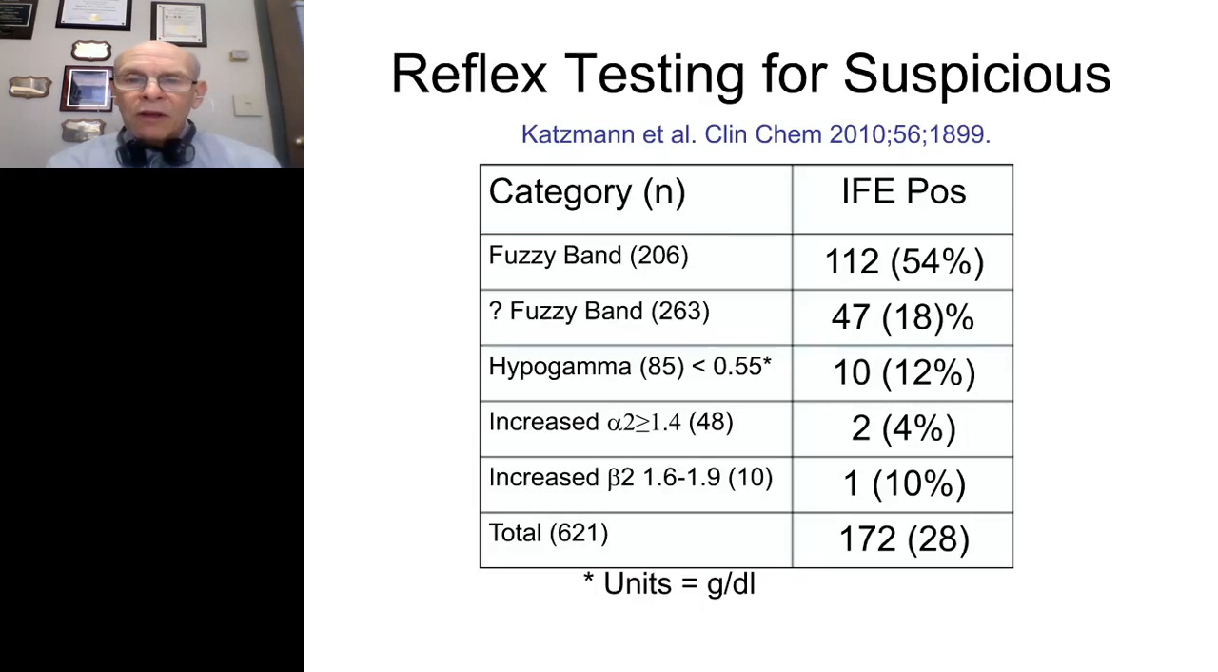Increased beta region, and their criteria was 1.6 to 1.9 grams per deciliter. Out of the 10 cases they had, one of them, 10%, was positive.